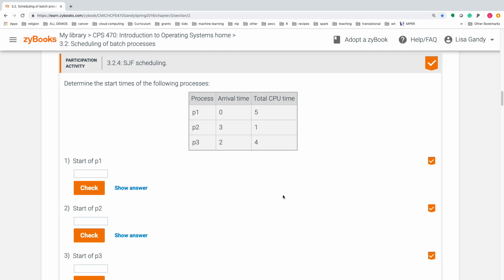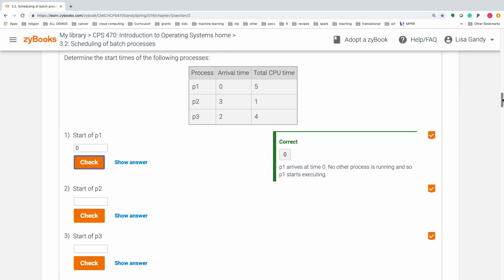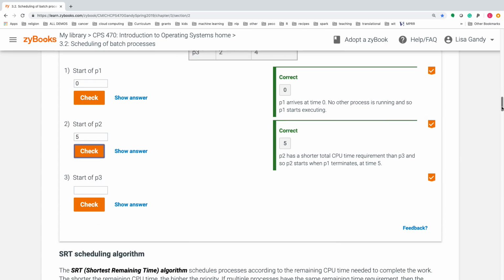So when will P1 start? 0. Because it's the only one there, so we just start at 0. So what's going to start after P1 finishes? P2, because it's the shortest. So it's going to start at what time? 5. And then when will P3 start? P2's running, so we went 5, and then that's 1, so 6.